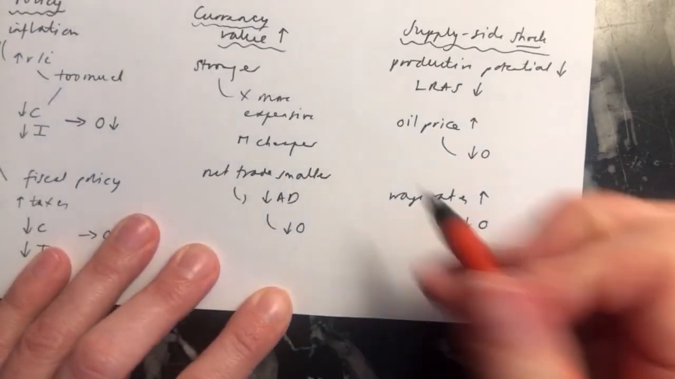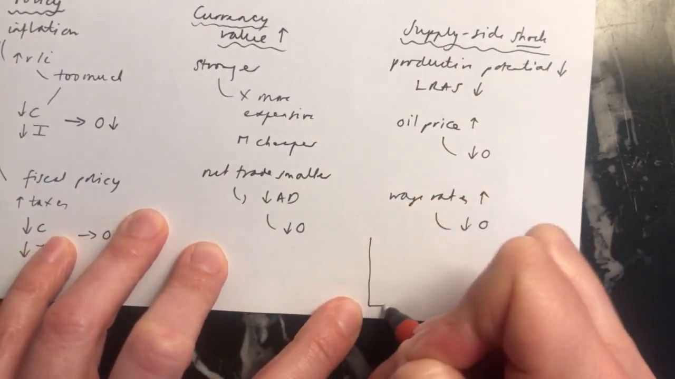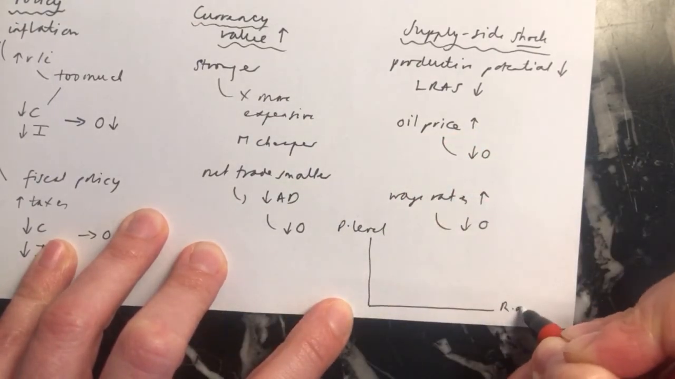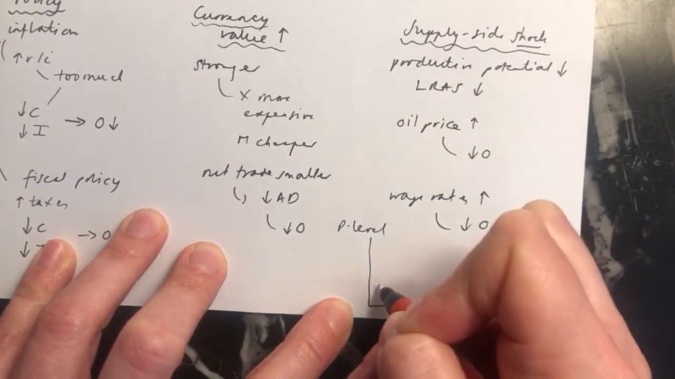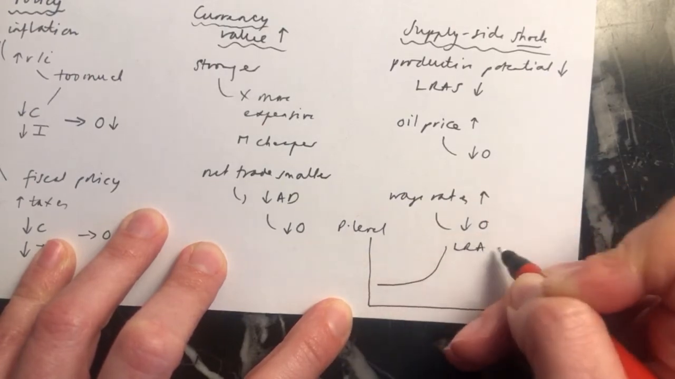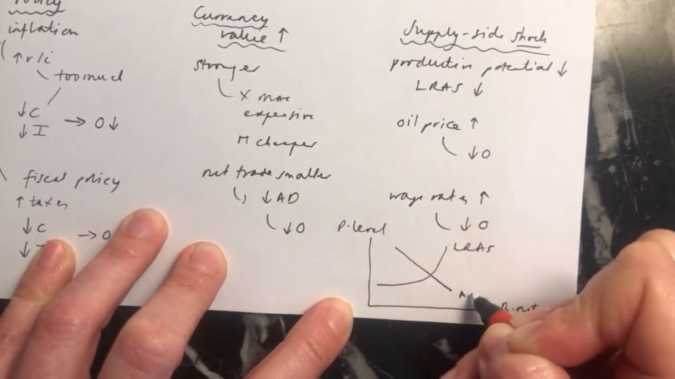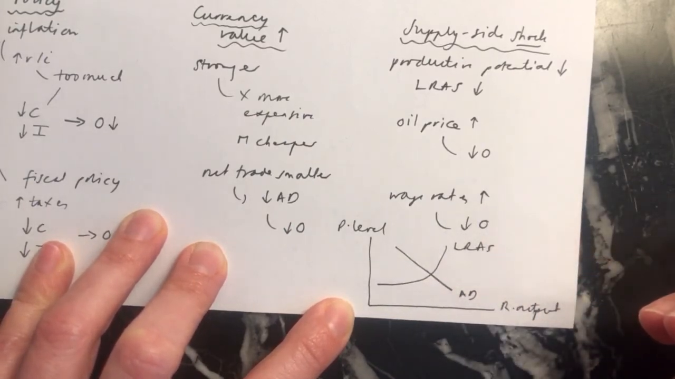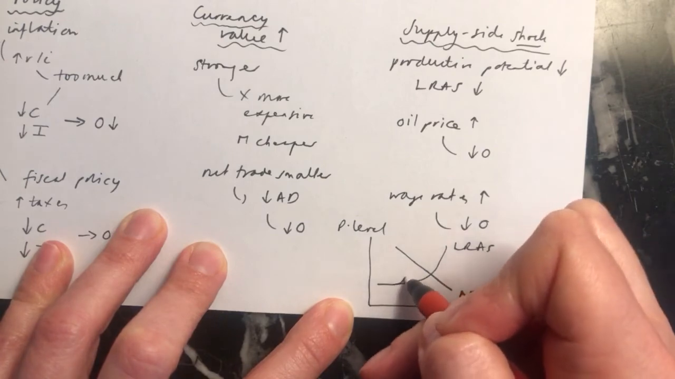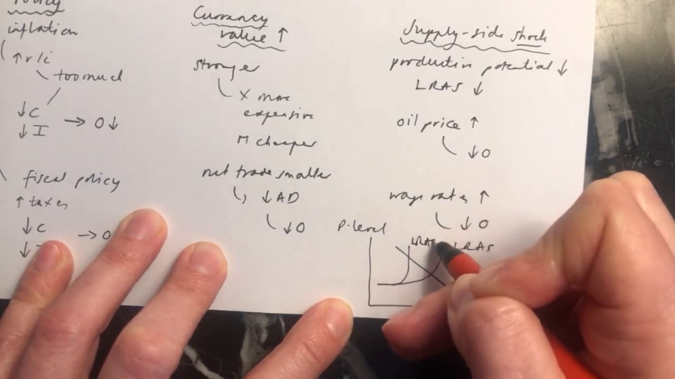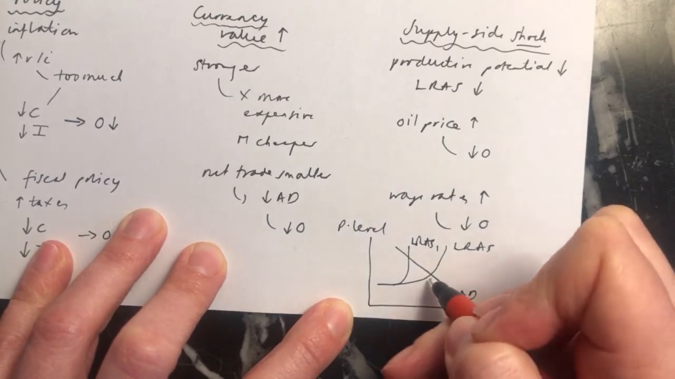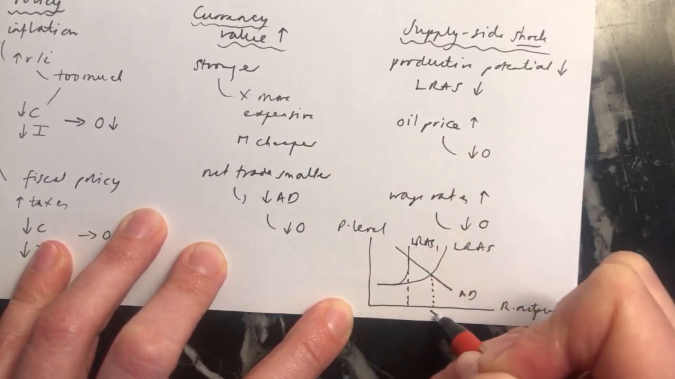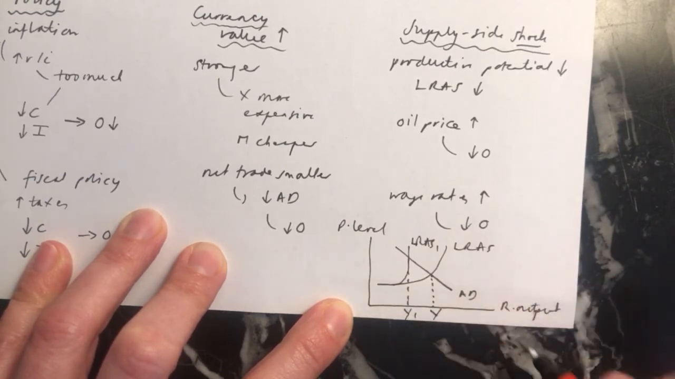If you're going to look at an AS/AD diagram, if you have the price level here and real output here, if that's your long run aggregate supply, that's your aggregate demand. If, for example, you have an increase in the oil price or an increase in wage rates and long run aggregate supply decreases to here, LRAS1, you can see that as well as the price level going up, inflation, we've also got a fall in our real output from Y to Y1.